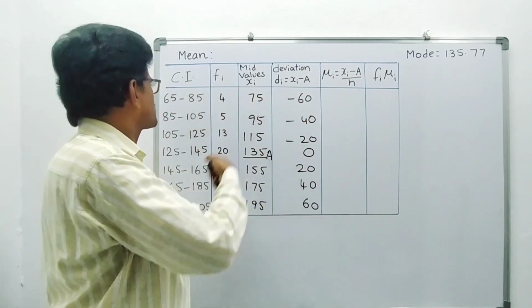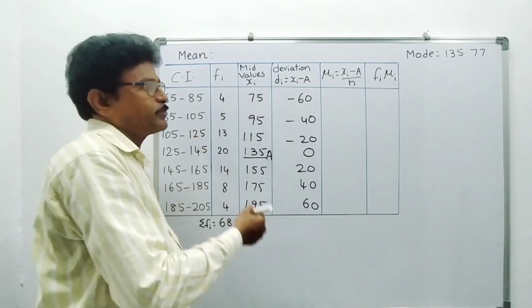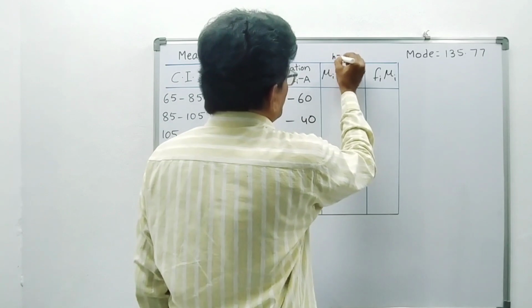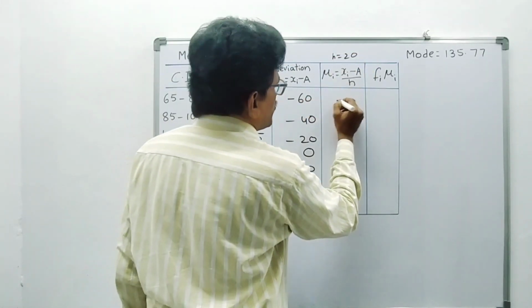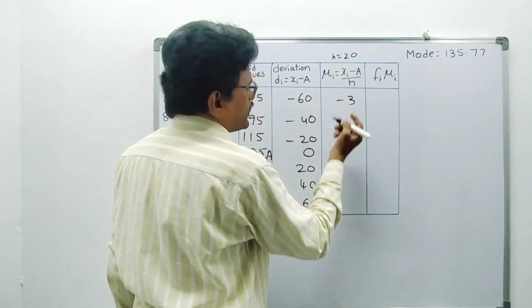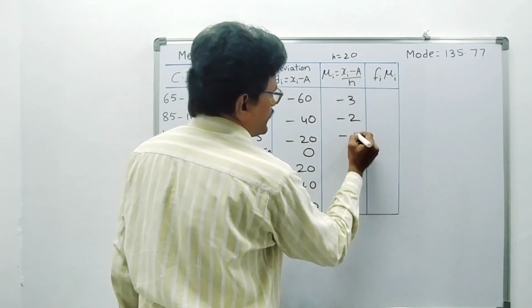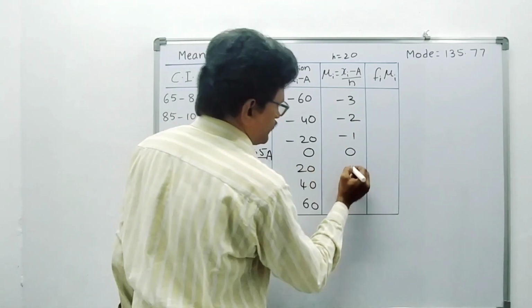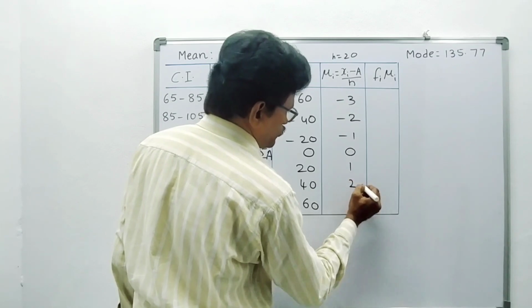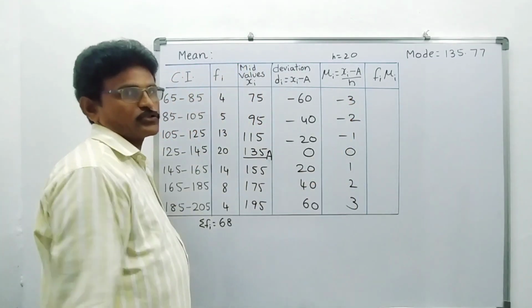What is h in this case? I told you, difference of any two successive lower limits or upper limits. h we are getting 20. Okay. So minus 60 by 20, minus 3. Minus 40 by 20, minus 2. Minus 20 by 20, it is minus 1. Here 0 only, 0 by 20. 20 by 20, 1. 40 by 20, 2. 60 by 20, 3. So here also negative numbers, 0, positive numbers.